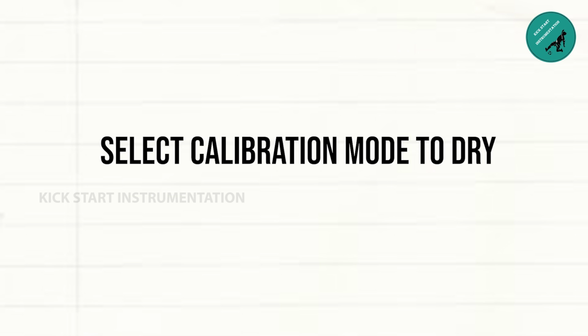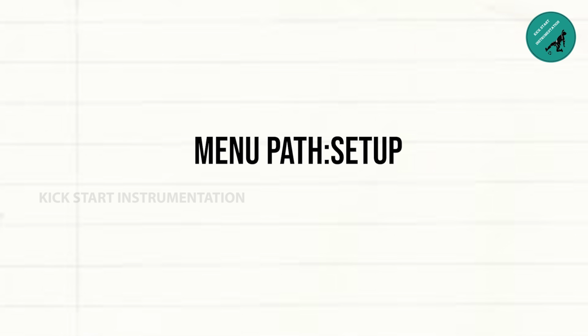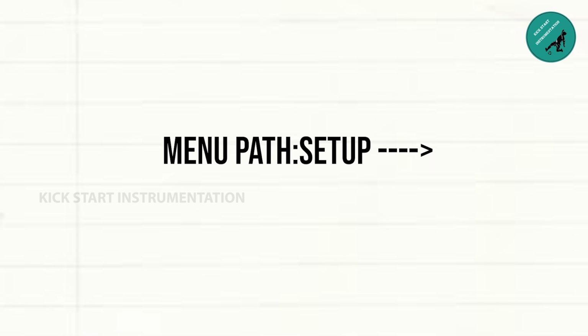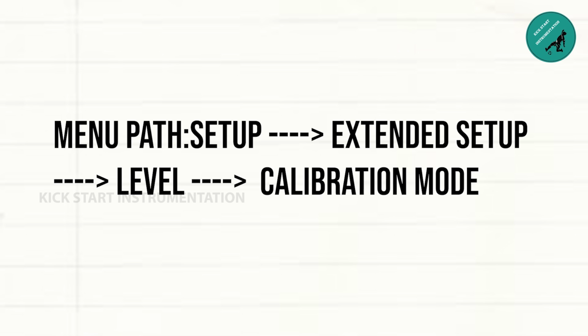Sixth, select calibration mode to dry. Menu path: search for setup and press enter. Search for extended setup and press enter. Search for level and press enter. Search for calibration mode and press enter. Search for dry and press enter.